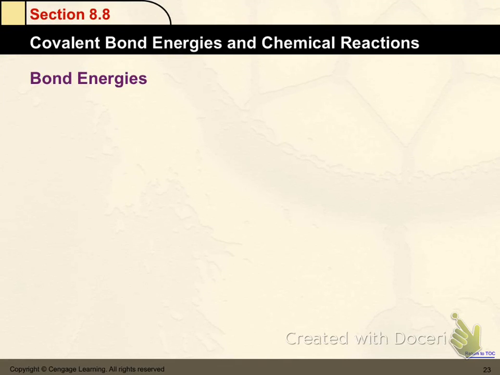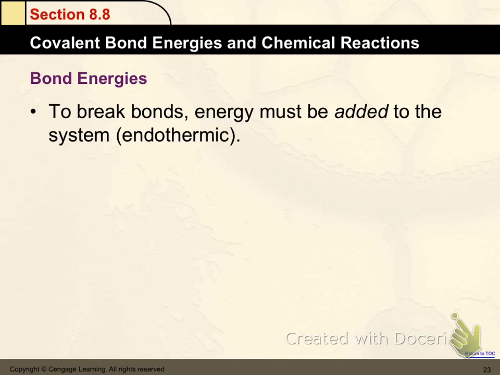Alright, let's look into section 8.8. This section is going to cover covalent bond energies and chemical reactions with primarily covalent compounds. We talked a little bit about ionic compounds previously, and the bond energies that are required to form ionic bonds. Now we'll take a look at just specifically those covalent bond energies.